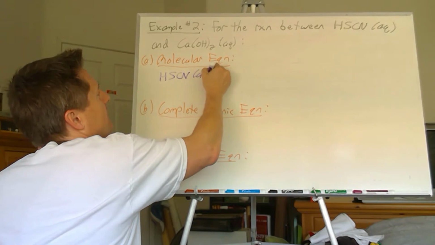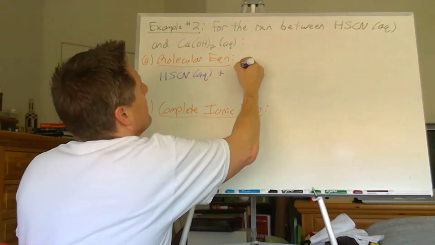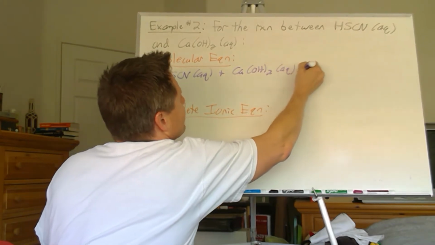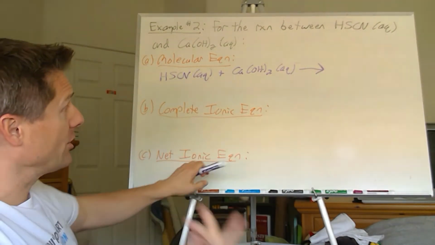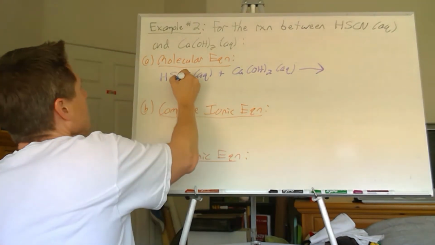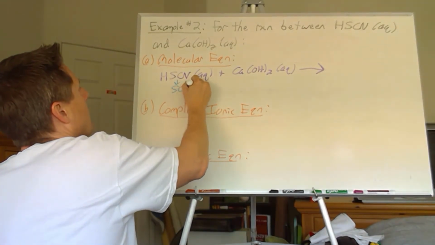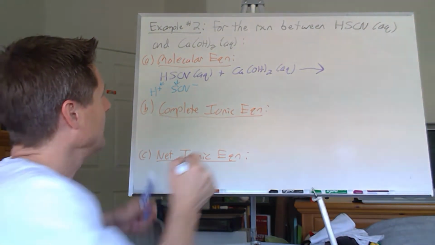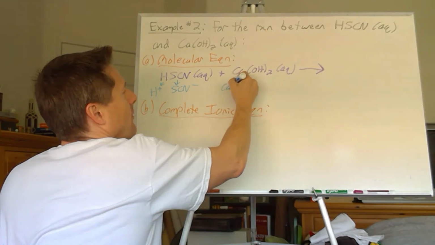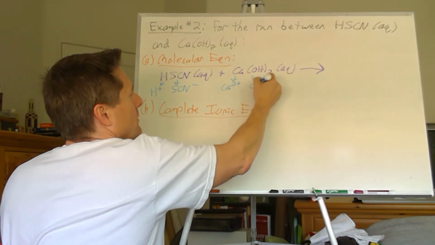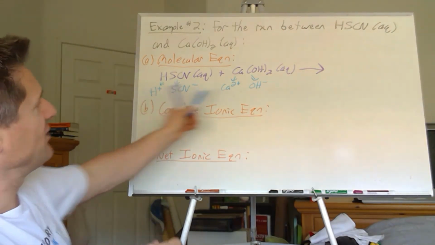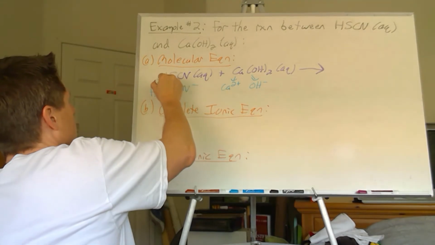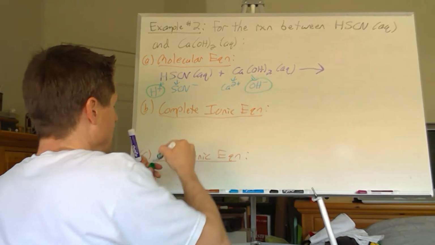HSCN aqueous. I was nice enough to give you the formulas. Plus Ca(OH)2 aqueous. What are we going to get here? Let's look at our ions. There's our cation and our anion. Over here we've got calcium, which is an alkaline earth metal with a +2. See the H plus and the OH minus? That's where your water comes from. So let's circle those. That's our water.